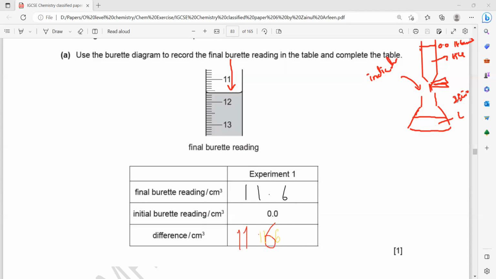Without calculation, can you tell which solution is more concentrated, L or hydrochloric acid? Which solution has a higher concentration? Is it L or hydrochloric acid? Like sodium carbonate or hydrochloric acid? Hydrochloric acid is more concentrated because we need a small volume for a complete reaction. That's why.